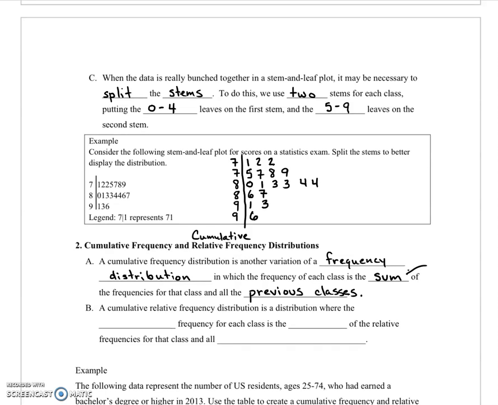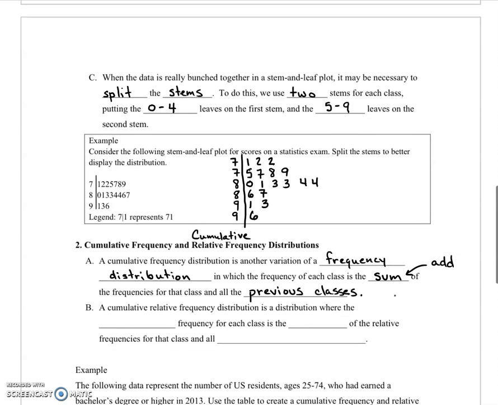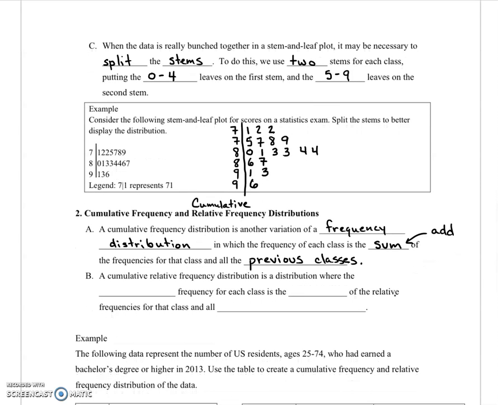Remember, the word sum means we're adding. A cumulative relative frequency distribution is a distribution where the relative frequency of each class is the sum of the relative frequencies for that class and all the previous classes.